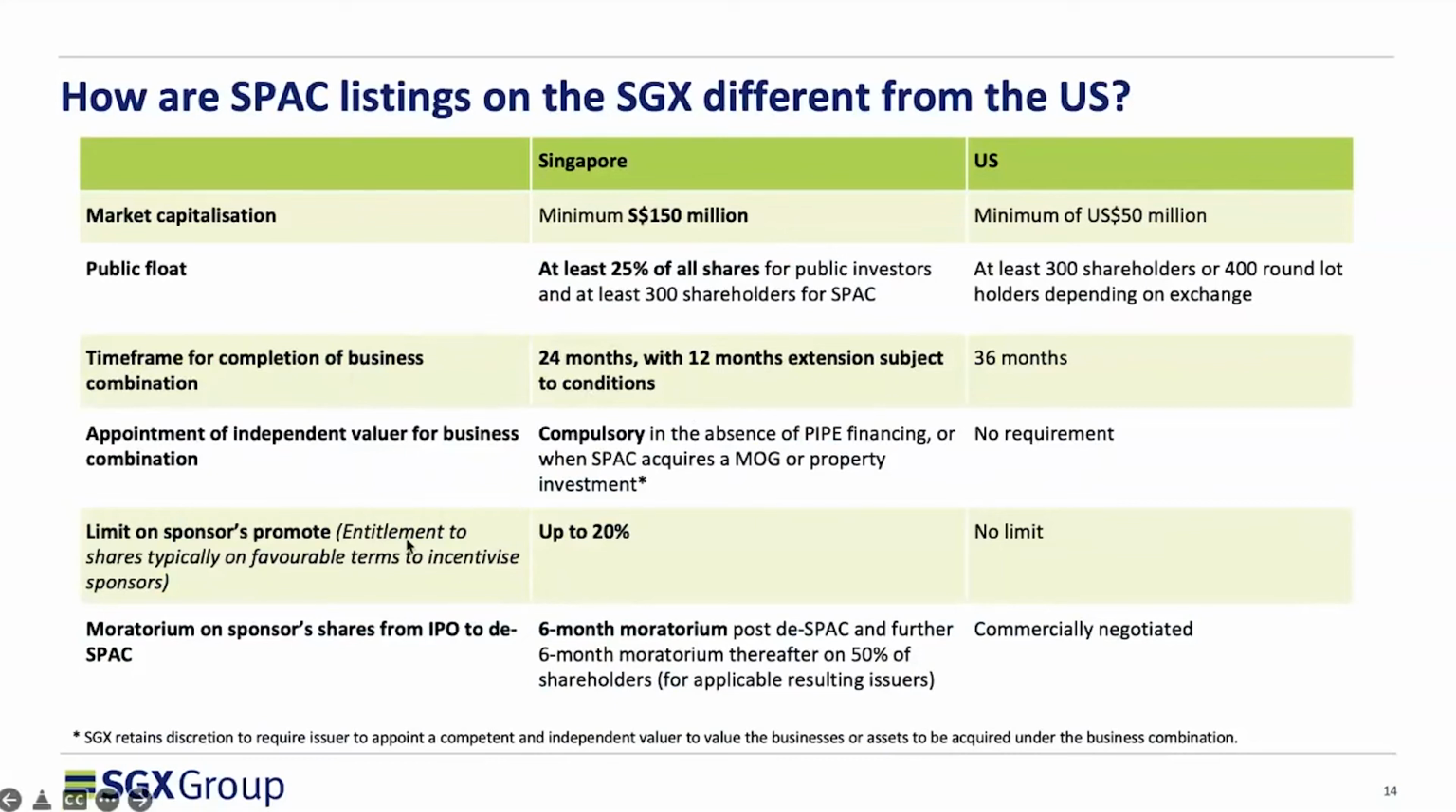The other important difference to note is really around this thing called a sponsors promote. So what sponsors promote would be the entitlement to shares given to the sponsors, typically on favorable terms, to be able to incentivize them to make a good acquisition. In Singapore, the limit on the sponsors promote is 20%, while in the US, there is no limit. So once again, that ensures that there is certain alignment of interest and offering you protection as an investor of the SPAC unit.